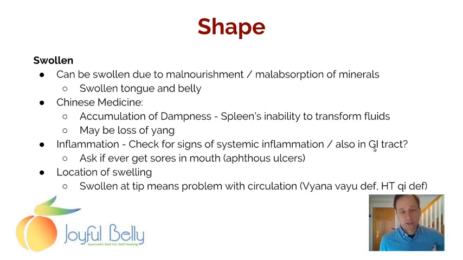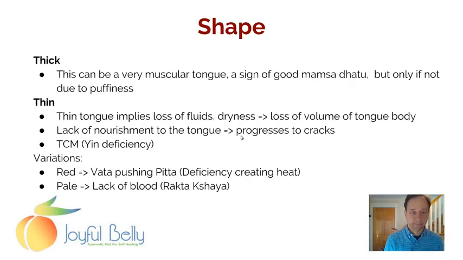The location of swelling also plays an important role. Swelling at the tip can mean a problem with circulation. And there are also other shapes that we want to think about. A very thick tongue can simply be a very muscular tongue. That's a kapha sign, a sign of healthy, good muscle or mamsa dhatu. But that thickness is only a healthy sign if it's not due to puffiness or swelling of the tongue.